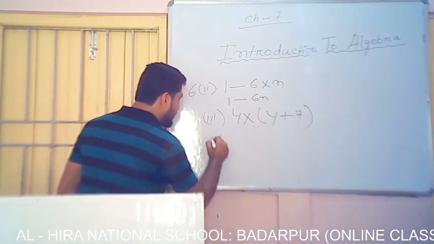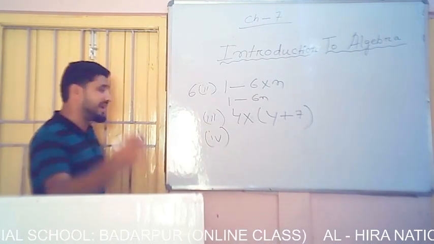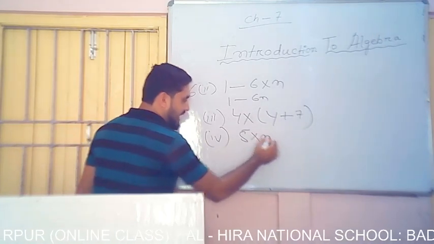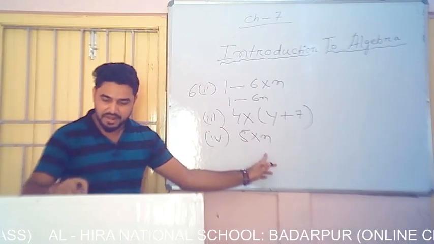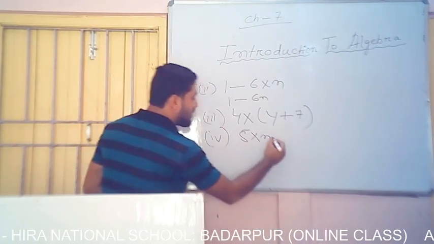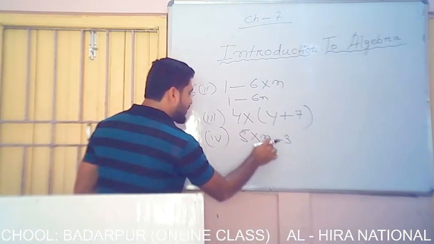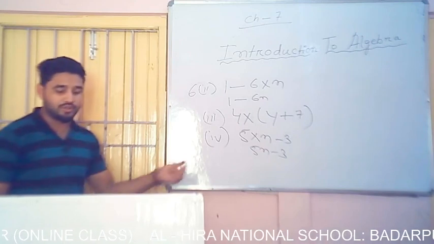Question number 4. 5 times the quantity n, minus 3. Minus always means subtraction. So 5 into n means 5n minus 3, which is your answer.